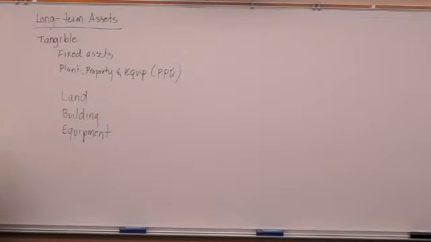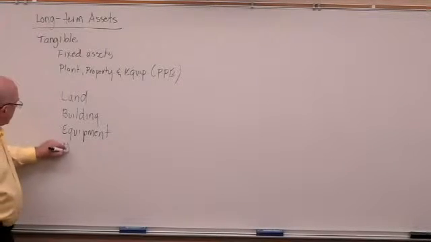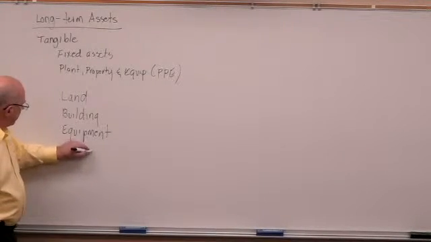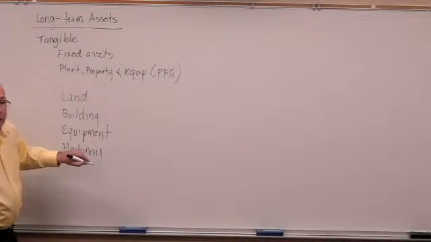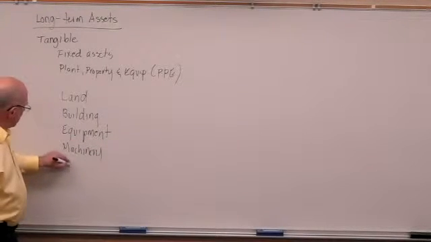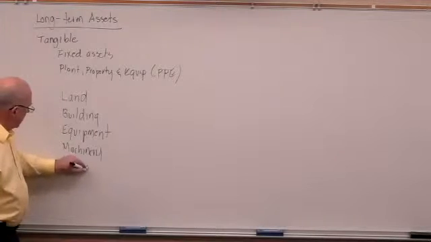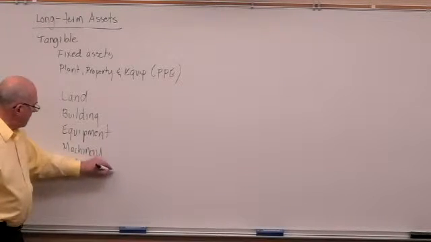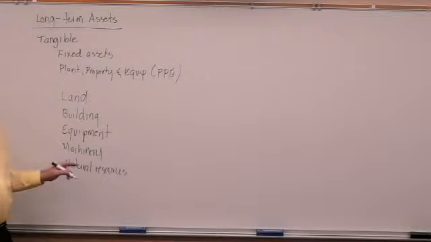Raw material would be under inventory. That would be a current asset, not a fixed asset. Land, building, equipment, machinery, natural resources, possibly, maybe not. But I don't want to discourage participation, so I'll put it down. Anything else?